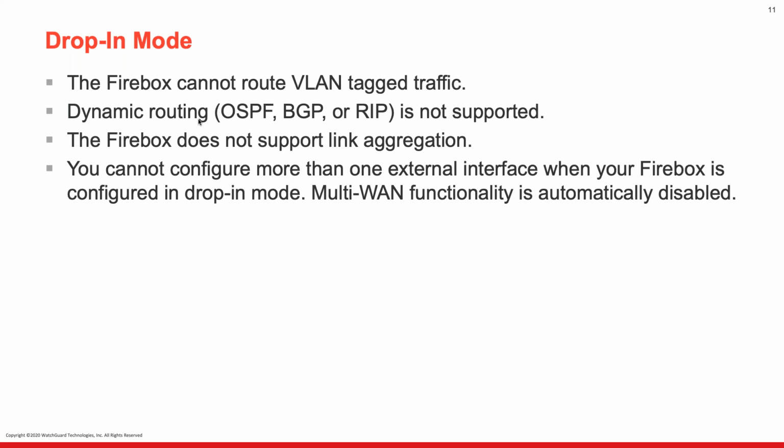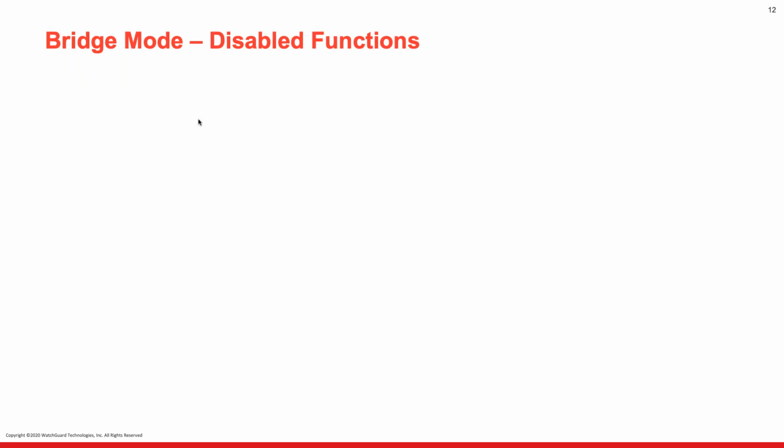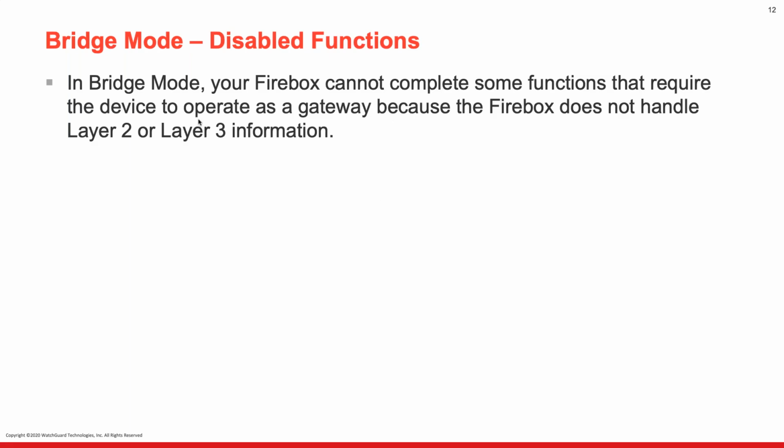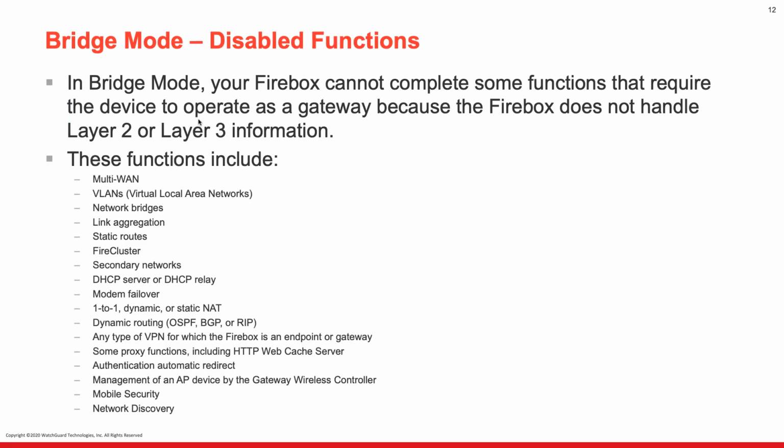We covered that. Dynamic routing, so that would be OSPF, BGP, or RIP, is not supported. The Firebox does not support link aggregation, and you cannot configure more than one external interface, which means SD-WAN is not an option for you in drop-in mode. Now, in bridge mode, there are a number of restrictions, because we are not handling layer 2 or 3 information. So this whole list, I'm not going to read it for you guys.